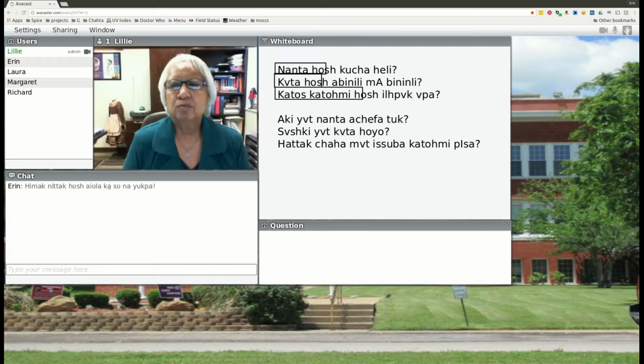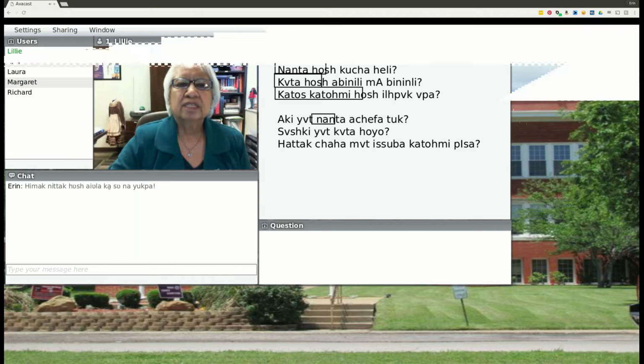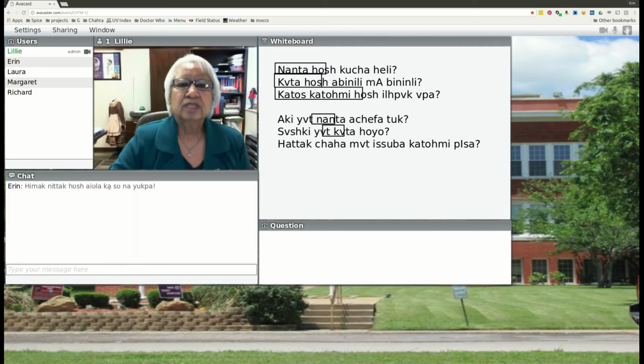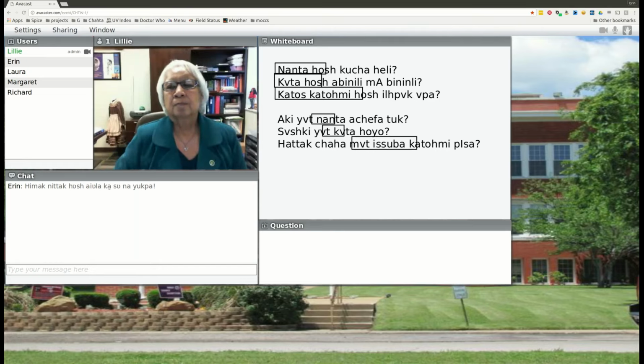Hatakchaha mat isuba katuhme pinsa. And in the last three sentences, you have nanta as the object, kata as the object, and you see katuhme modifying isuba, which is the object in the sentence. Do you have any questions on this part?